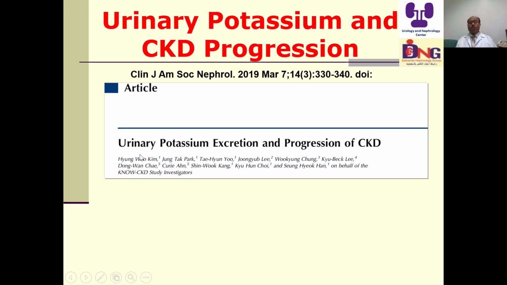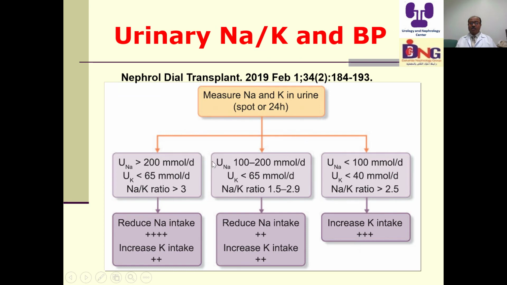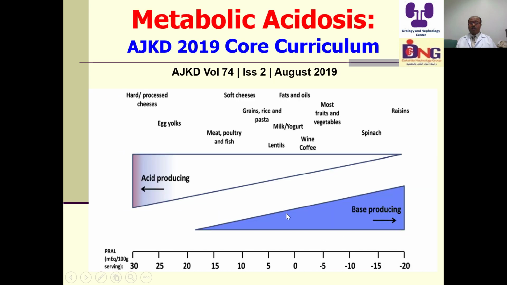This is how to be sure that the patient is compliant with the advice, by measuring urinary potassium excretion. The higher the urinary potassium, the more it means that the patient is compliant with fruits and vegetables, and the lower the risk of progression of CKD. And this is how to know, and I'm not going to bother you with this point.